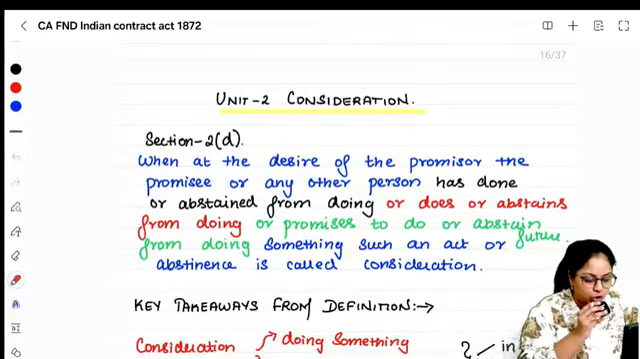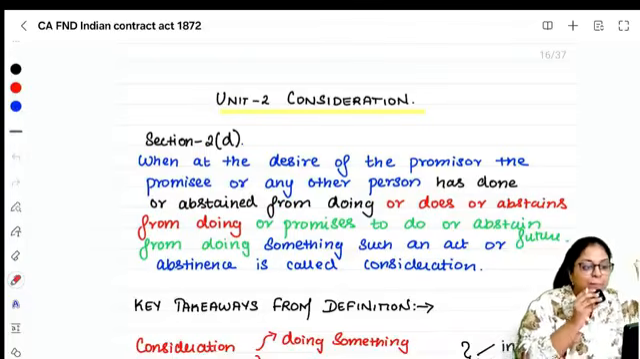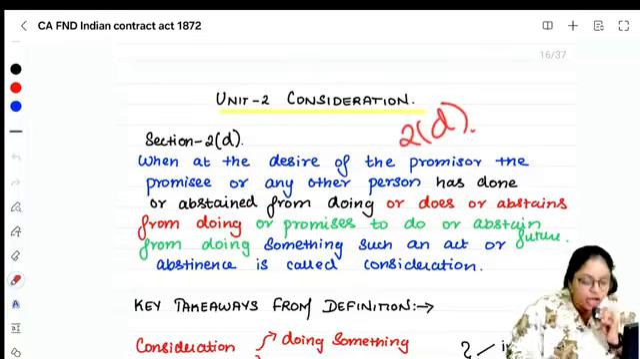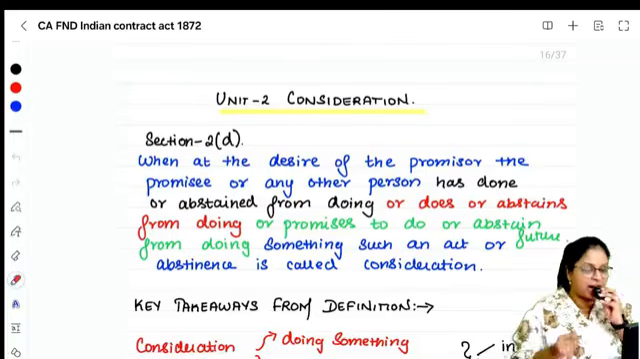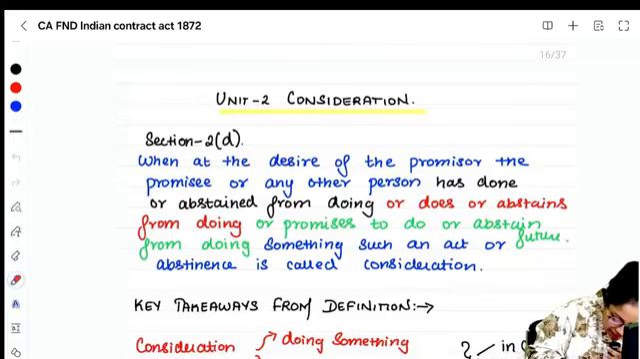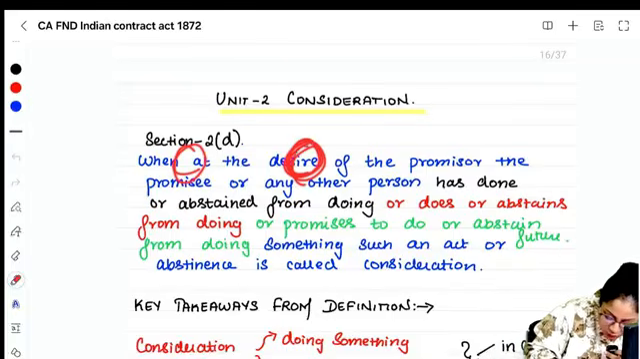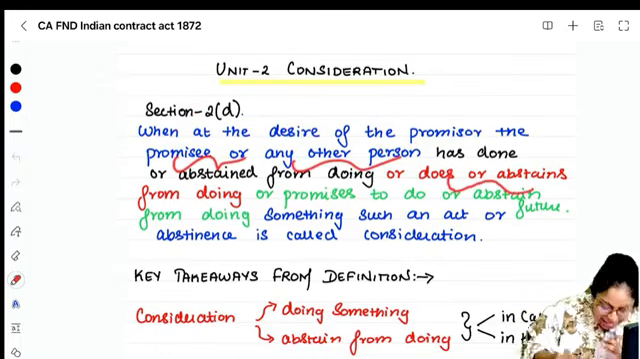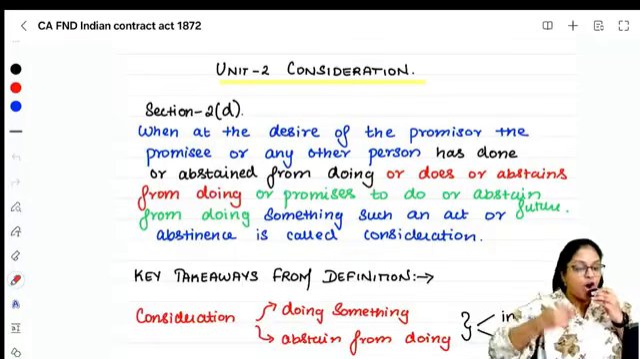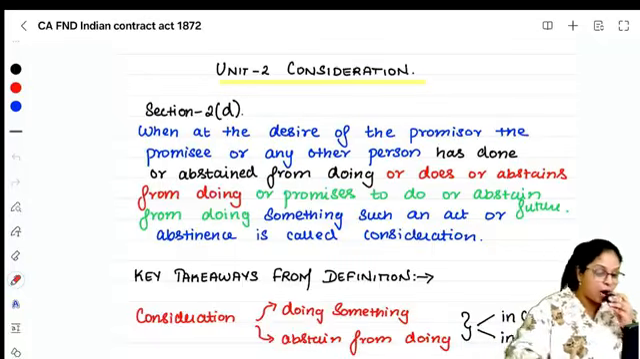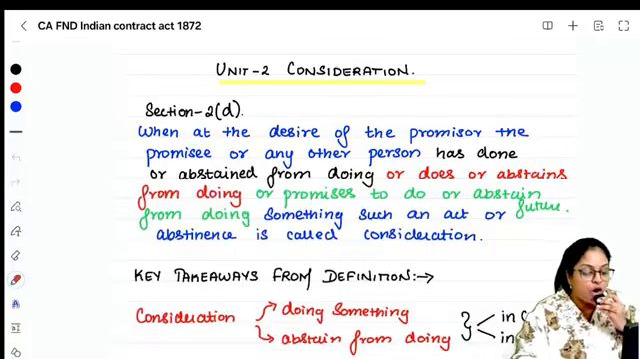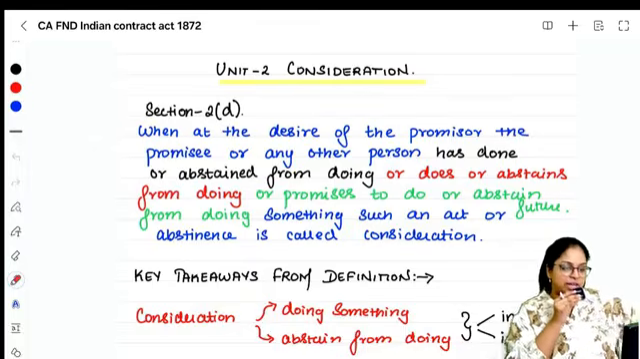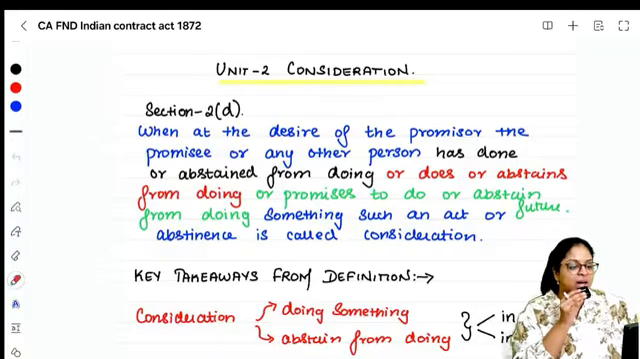Consideration means quid pro quo, that is something in return for each other. But that is a normal understanding. There's a clear definition given under 2D. Consideration is when at the desire of the promisor, the promisee or any other person has done or abstained from doing, or does or abstains from doing, or promises to do or abstain from doing anything. Such an act or abstinence is known as consideration.